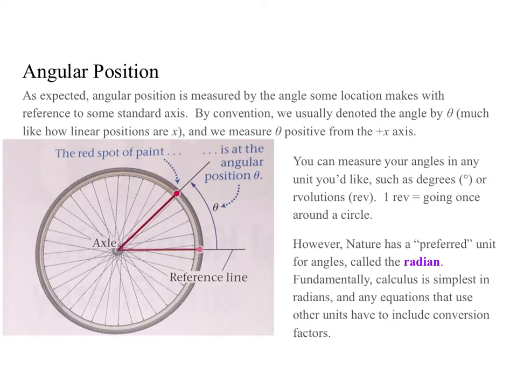You can measure your angle in any unit that you'd like, such as degrees or revolutions, 1 rev being once around a circle. But nature has a preferred unit for angles called the radian, and preferred is in quotes, and actually units, we'll see, should be in quotes. But there is a way in which the mathematics is most simple, even though this is often counterintuitive to students who like degrees, but you only like degrees because you're used to degrees.